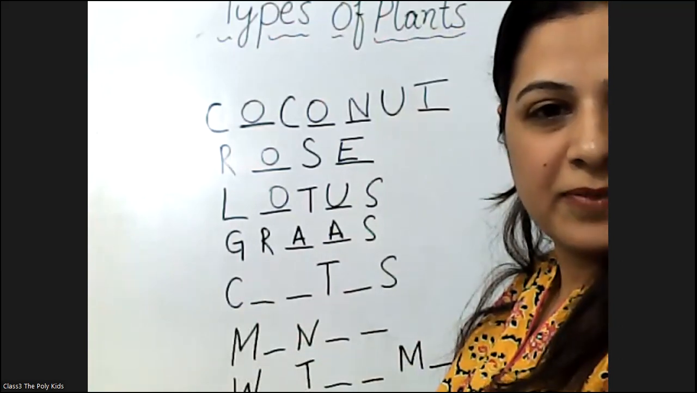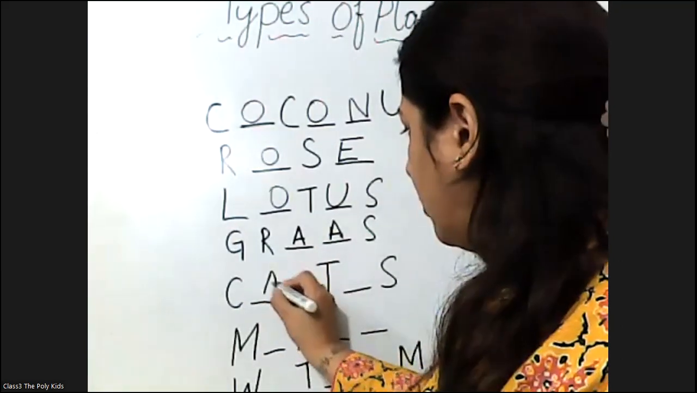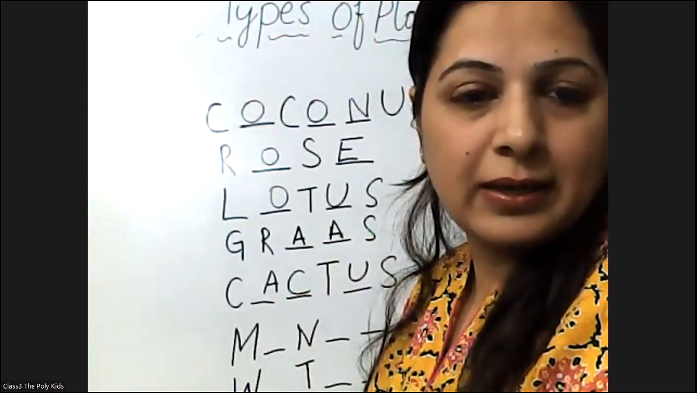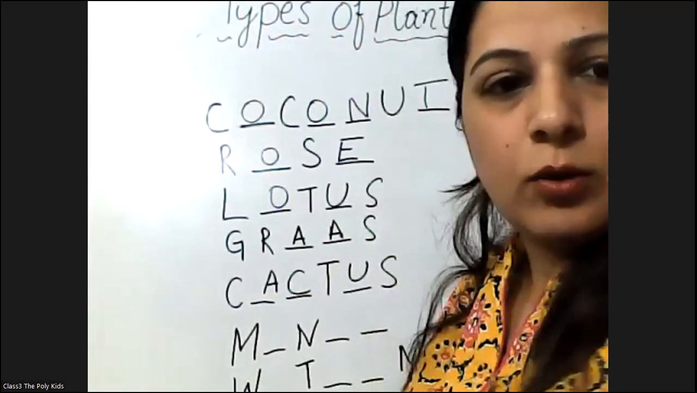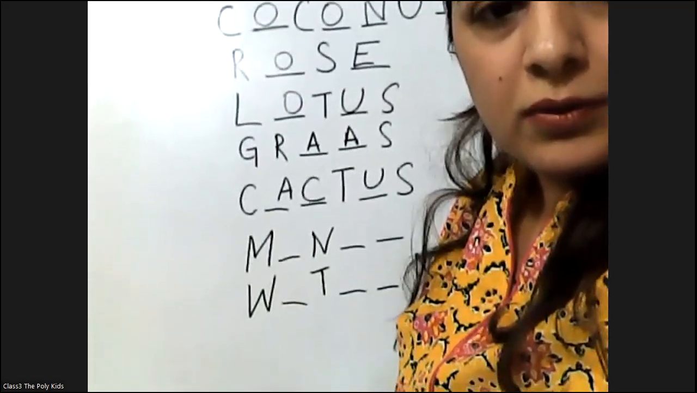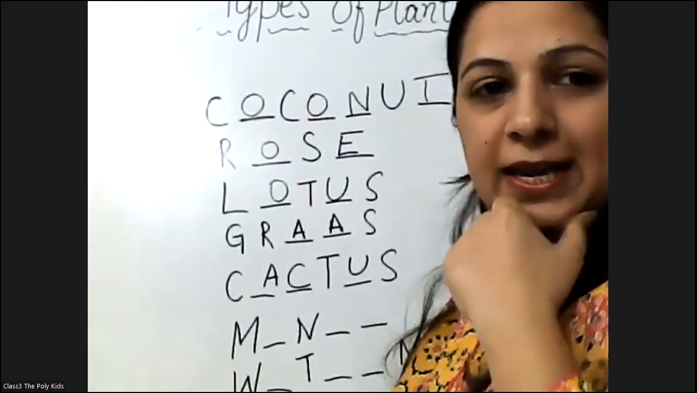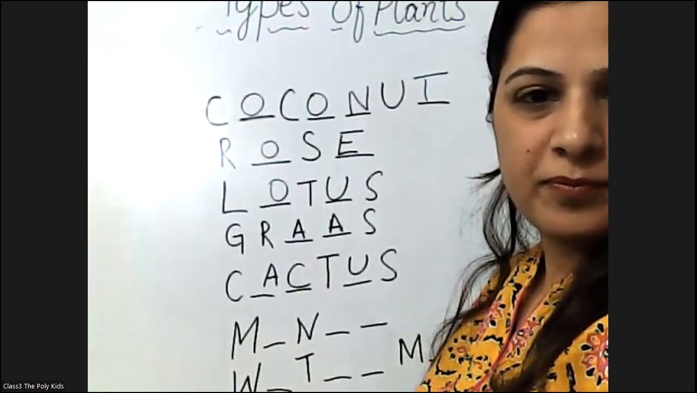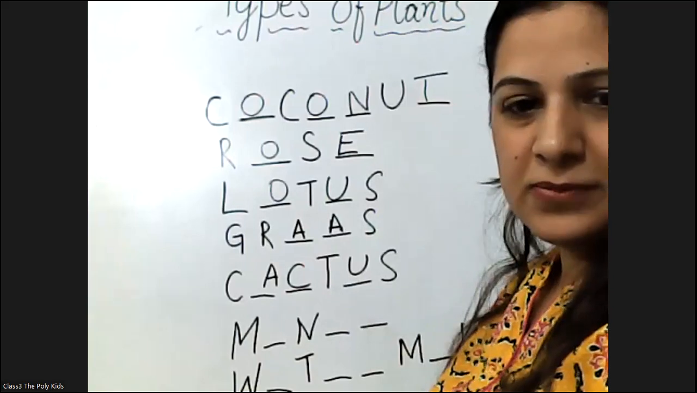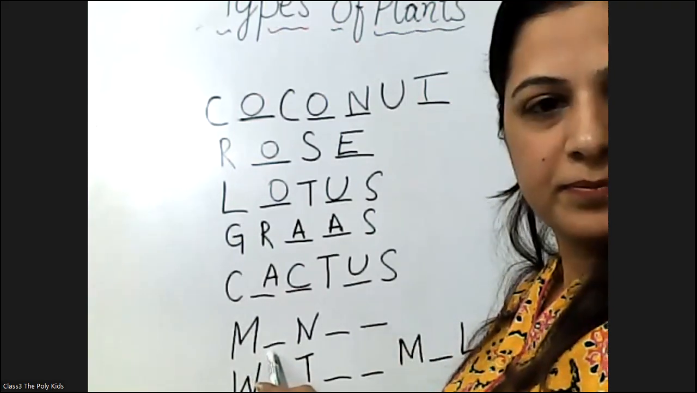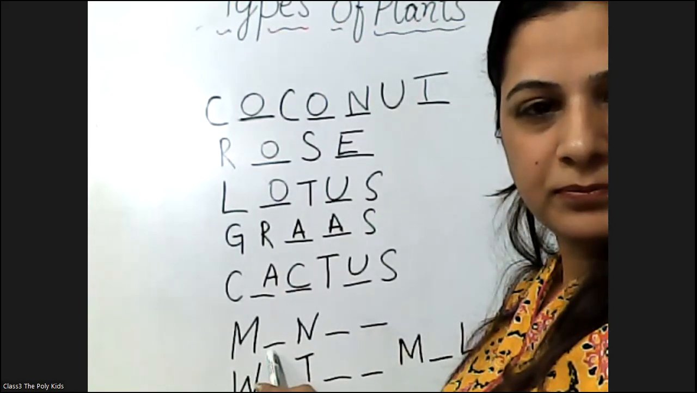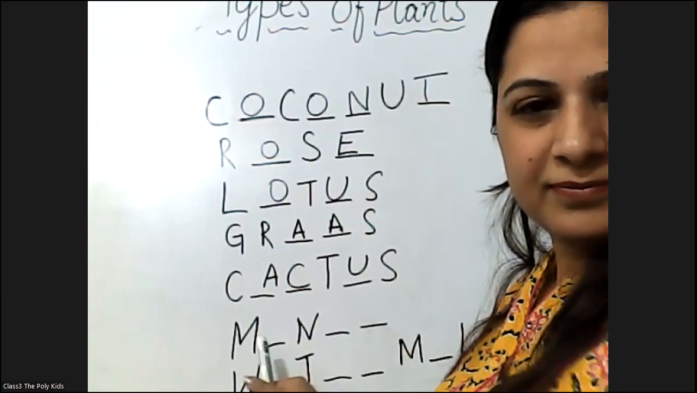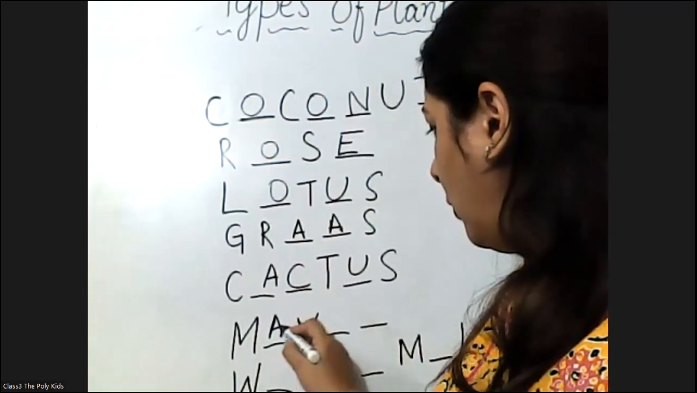Ma'am, cactus. Very good. And where do we find cactus? In which region? Ma'am, desert. In deserts. Very good. Because they do not need much water. Yes, less water. Okay. Nityashri, next one. Ma'am, mango. Very good. It's mango.